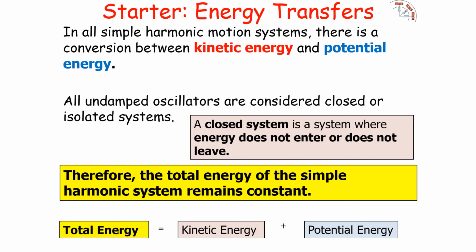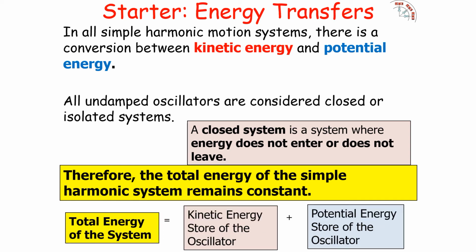Now in all simple harmonic systems, there is a conversion between the kinetic energy and the potential energy. Now all undamped oscillators are considered closed or isolated systems. So a closed system is a system where energy does not enter or leave, so therefore the total energy of the simple harmonic system remains constant.